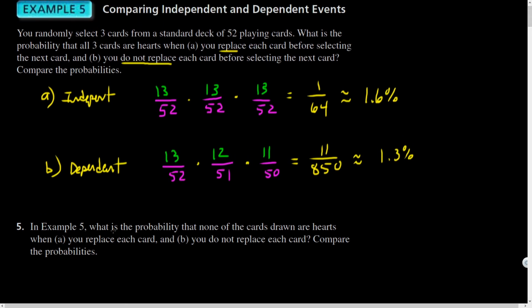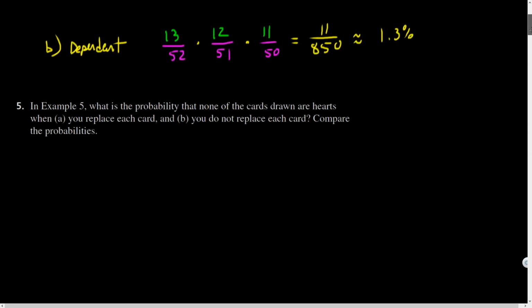Let's see. Ooh, here's a follow-up question. What is the probability that none of the cards drawn are hearts? Well, let's see. So probability not heart. I'm suspecting I could find the complement of that. I'd want to say, no, it's not quite. If I did the complement, if I did 100% minus 1.6%, that would be the probability that I didn't draw all 3 hearts. This is slightly different. They don't want any heart for any of those cards. And so that's a little bit different.